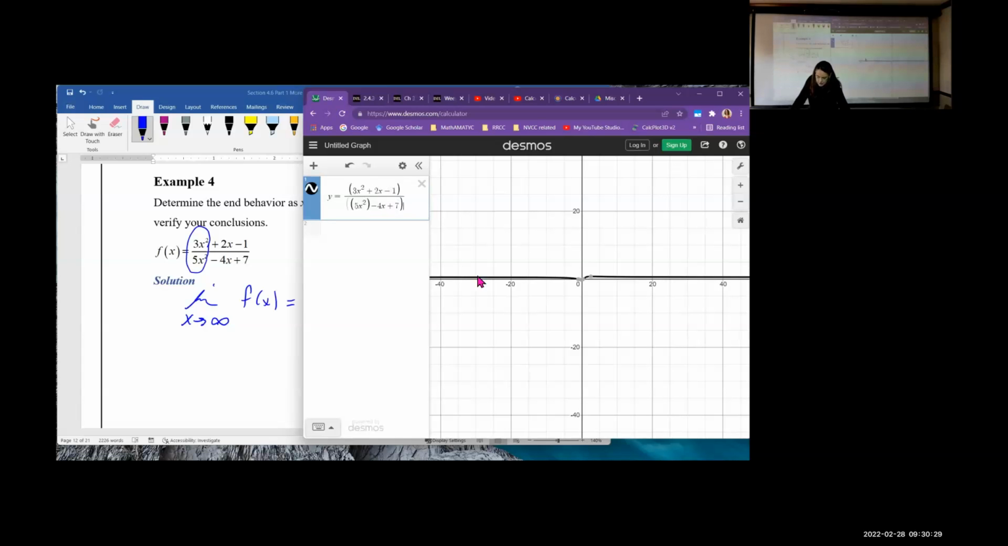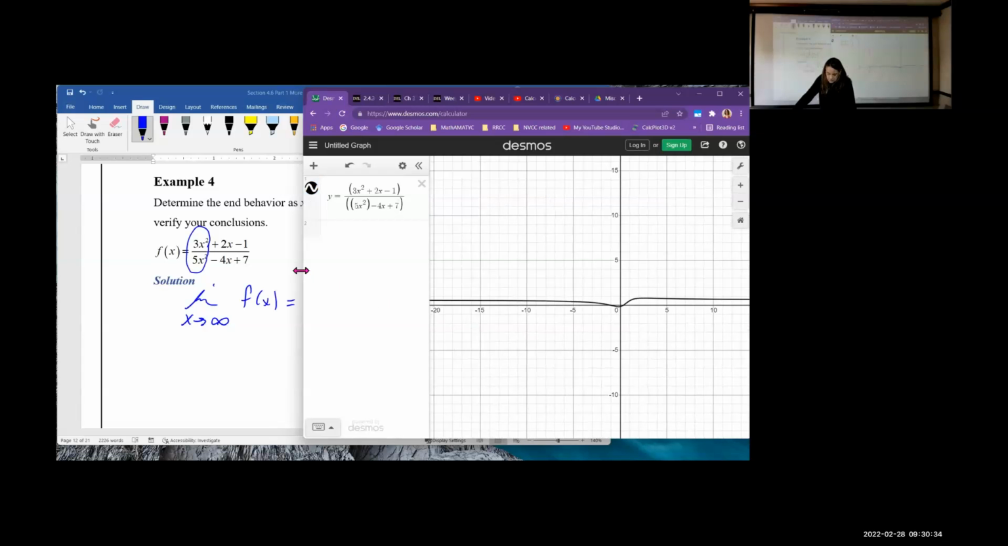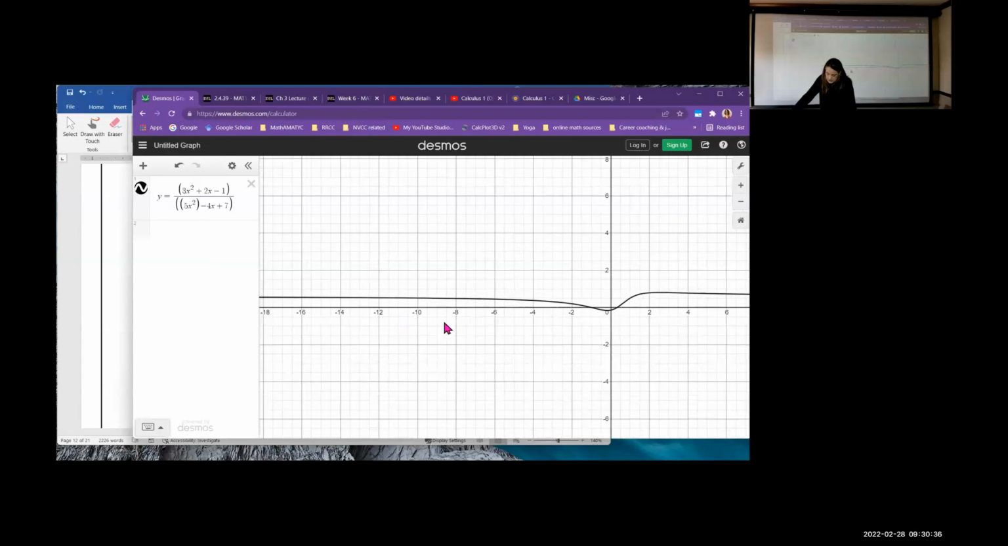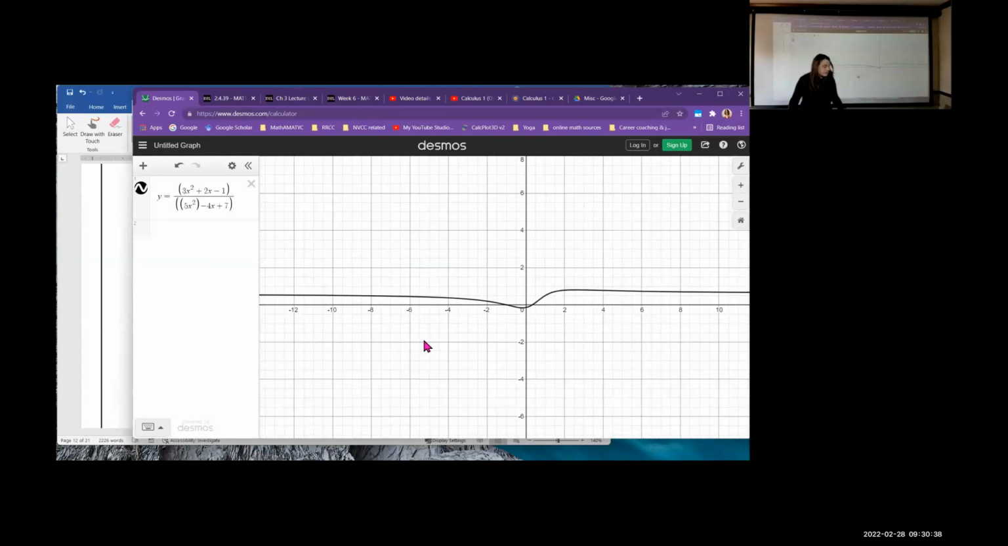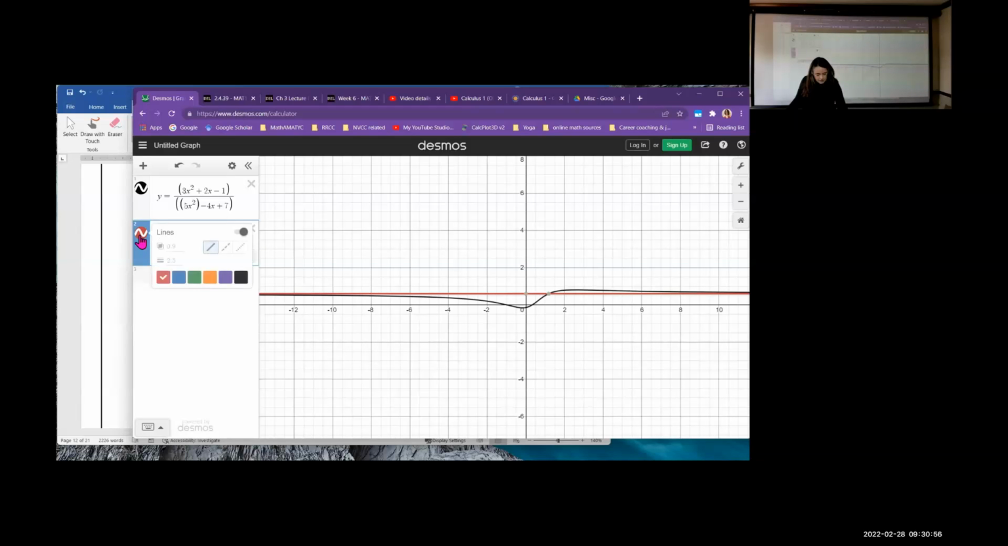All right. Okay, so this is kind of an interesting graph. Scroll in a little bit so we can see this one. It does this weird sort of dip here near the origin, but as we get out towards the edges of the graph, it is approaching the line y equals 3/5. So we can graph that line y equals 3/5, and we can make it a dotted line if we want to, so that you can see it's the horizontal asymptote.